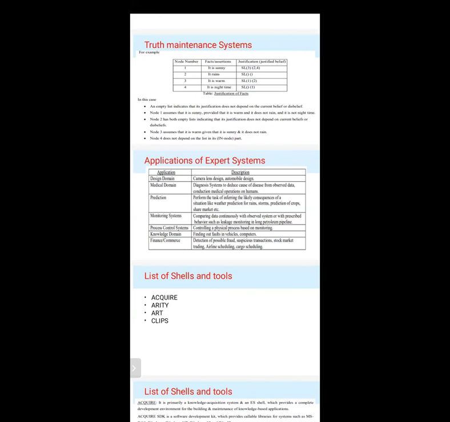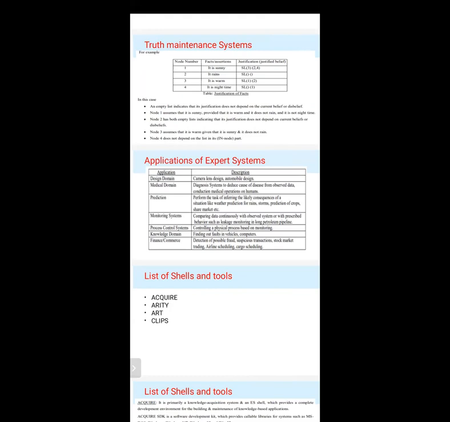Next, under monitoring systems, we use expert systems. In monitoring systems, we can compare the data continuously with the observed system or its prescribed behaviors, such as leakage monitoring in a long petroleum pipeline. So that means we can use this in petrol pipelines, in order to observe whether petrol is flowing perfectly or not. Monitoring. Next one is process control systems.